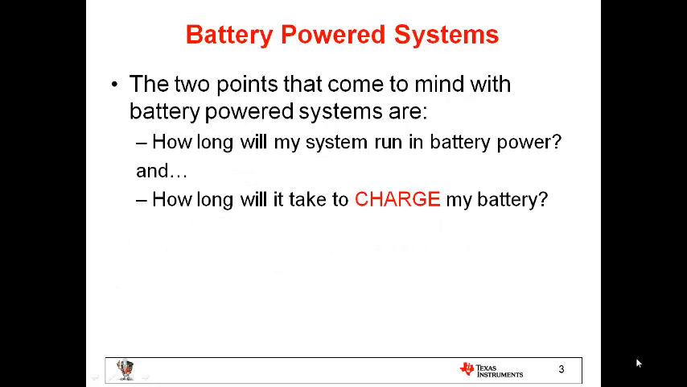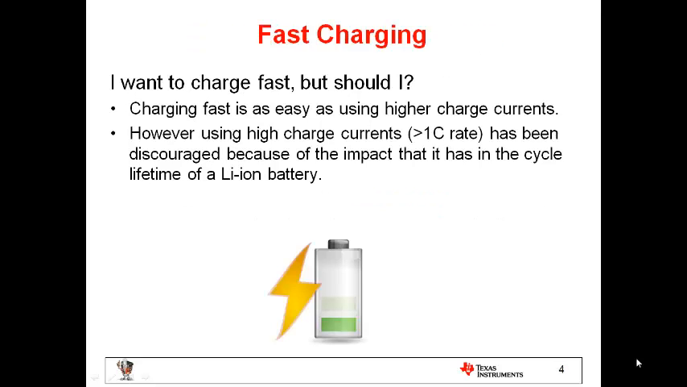Two main points that come to mind with battery power systems today is how long will I actually run my system with battery power? And also we're interested in how long will it actually take to charge my battery? Everyone wants to charge fast, but the question is, should we really be able to charge fast? Charging fast is so easy, as easy as just using high charge currents which are greater than 1 C rate. However, it's undesirable to use over 1 C rate of charge current for given batteries because it can impact the life cycle and the lifetime of a lithium-ion battery.